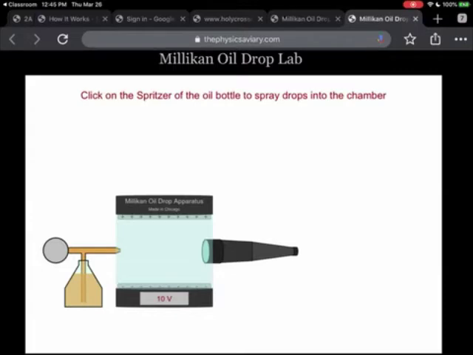Millikan oil drop apparatus made in Chicago. Is that any better? Yes, no? Yeah, it seems better. Okay, well, we'll see how it goes.